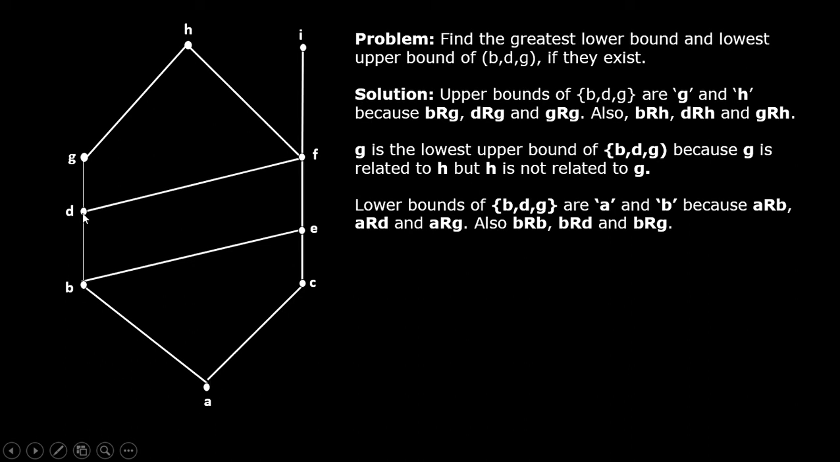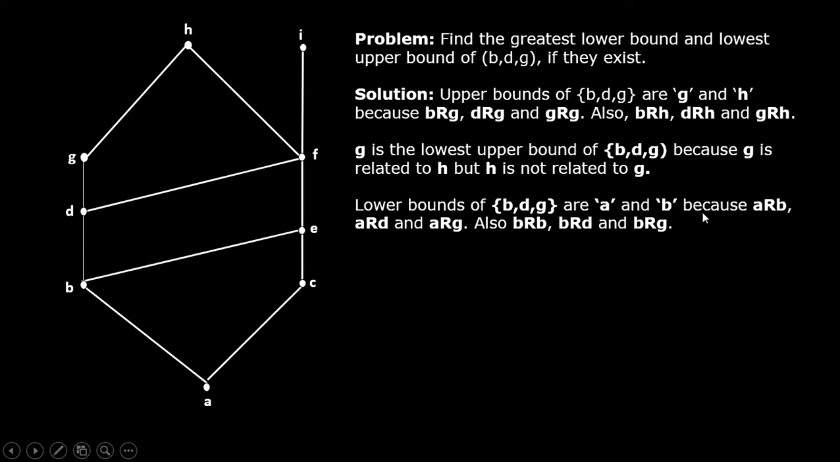I cannot take here D or G because D is not related to B. D is related to G, but it is not related to B. Similarly, G is not related to any of these elements from the subset BDG. So hence clearly I can see that A and B are two such elements which are related to all the elements of the subset T, that is B, D and G. A is related to B, D and G, B is also related to B, D and G. As the lower bounds of BDG are A and B, that means the set L consists of elements A and B.